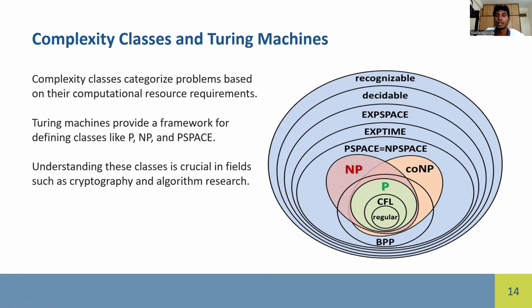The single tape is conceptually divided into multiple tracks. Each track can hold separate information. Iterative and recursive processes, and complexity classes of Turing machines. Complexity classes categorize problems based on their computational resource requirements. Turing machines provide a framework for defining classes like P, NP, and PSPACE. Understanding these classes is crucial in fields such as cryptography and algorithm research.